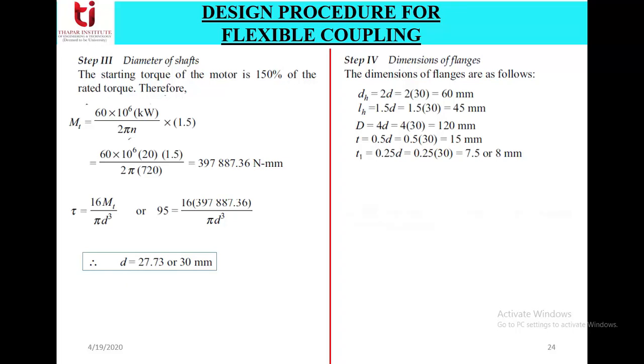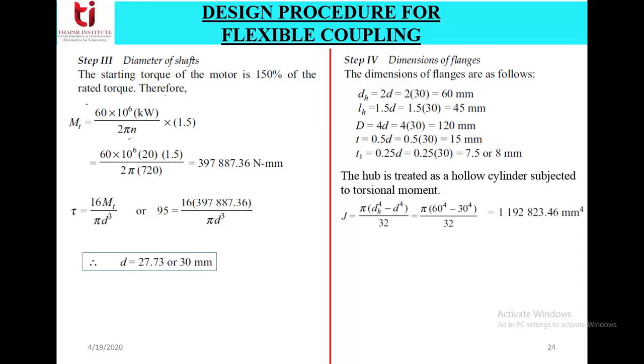Now we have to ensure whether these dimensions are right or not. The hub is treated as a hollow cylinder subjected to torsional movement, right? So the outer diameter of the hub is dh, and the inner diameter of the hub is the diameter of the shaft, which is 30 mm. That means the outer diameter is 60 mm and the inner diameter of the hub is 30 mm, and the hub is also subjected to the shear stresses.